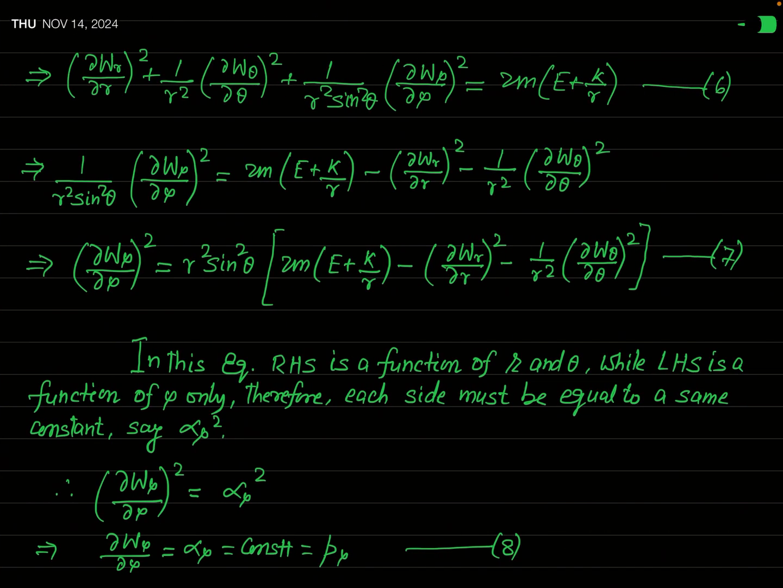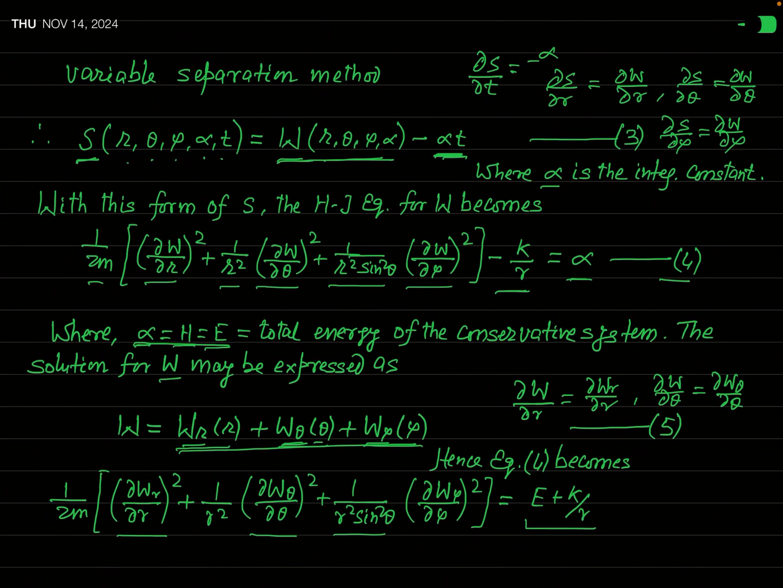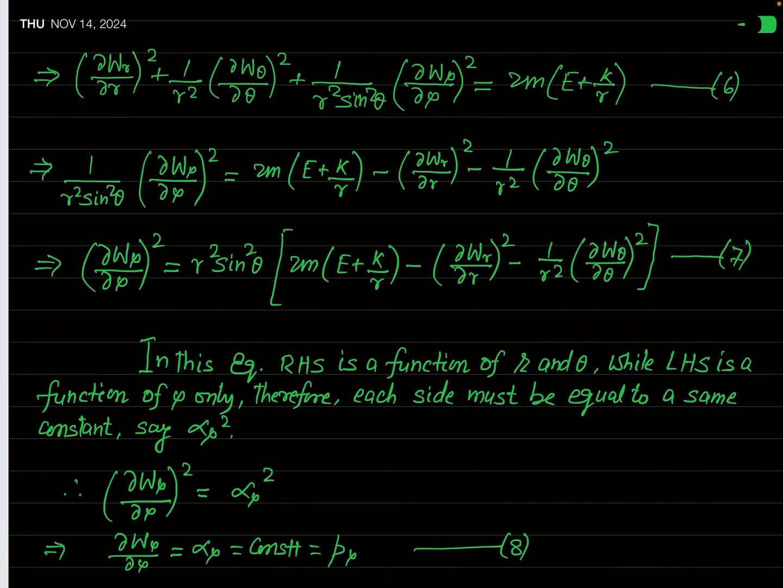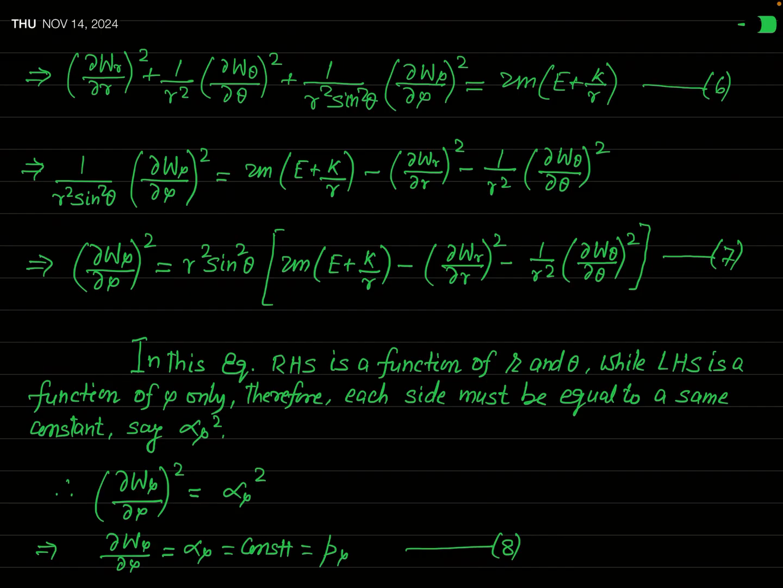Now we will simplify this equation a little bit. Let us see. When you multiply by 2m on the RHS, the term on the LHS will be this much, and that is equal to 2m times (E plus k by R). Now our aim is to separate the variables.